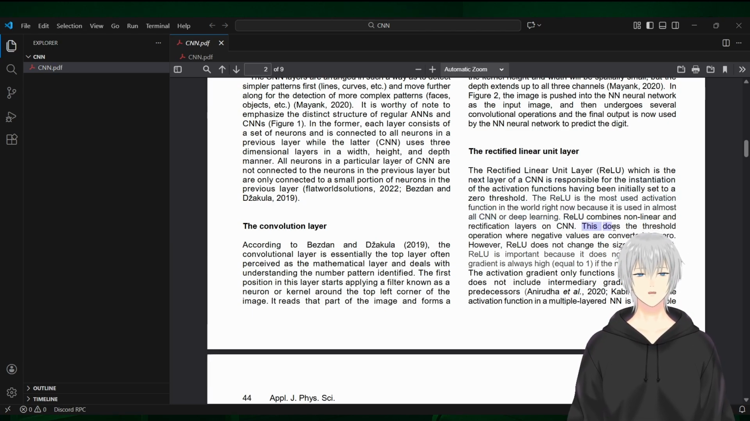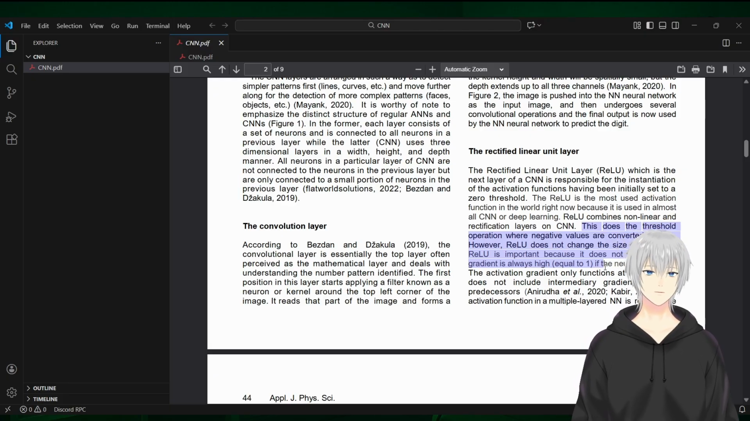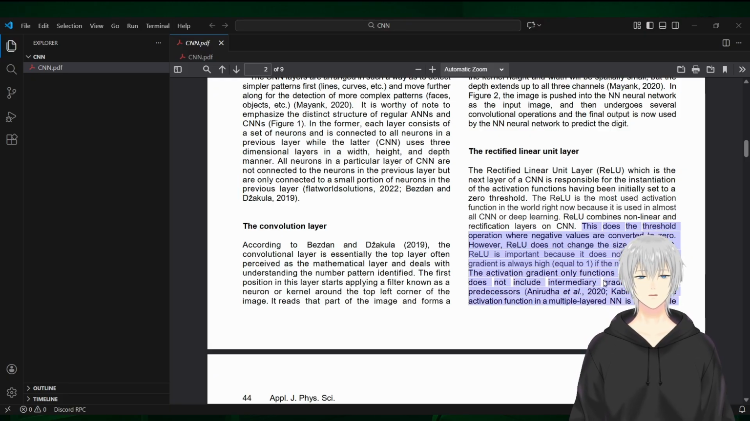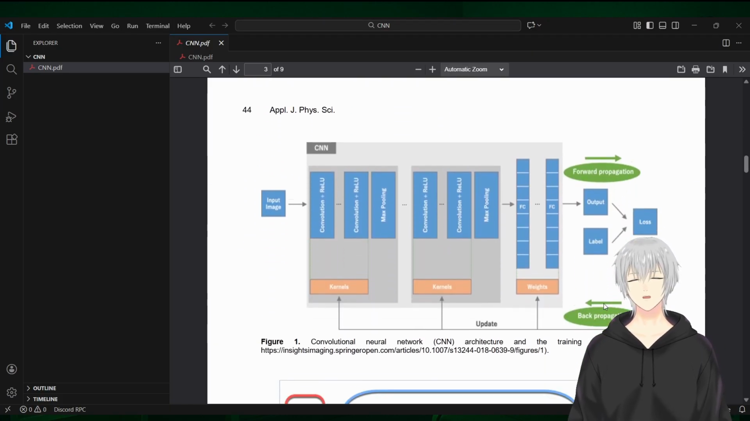Okay, this is a threshold operation where negative values are converted to zero. However, the input value is important because it does not saturate the gradient. It's always equal to 1 if the neuron is activated, and does not include the gradient. The neural network is responsible for.